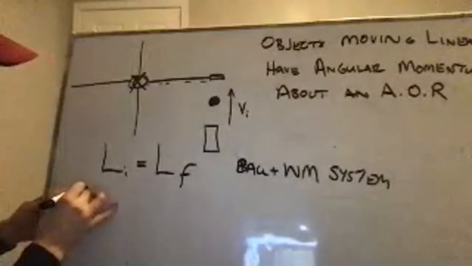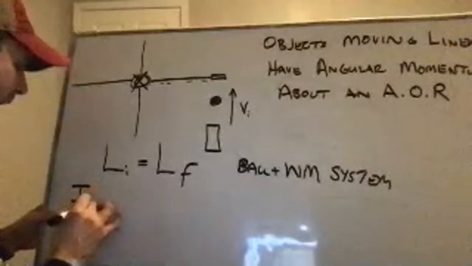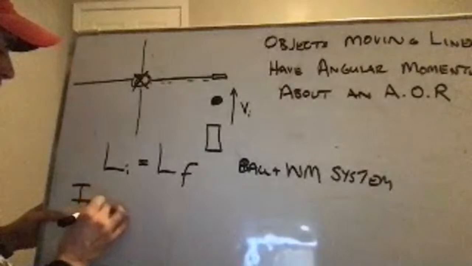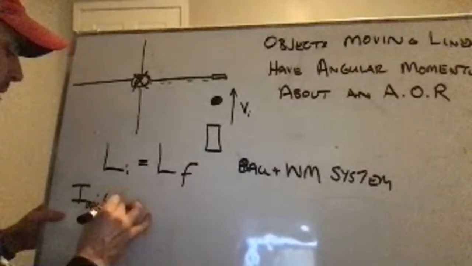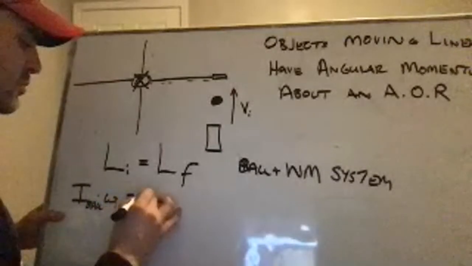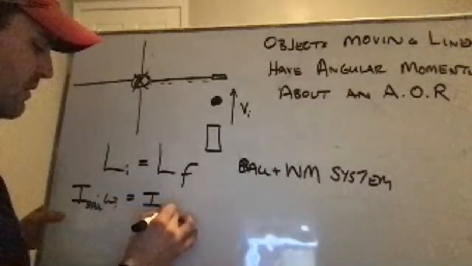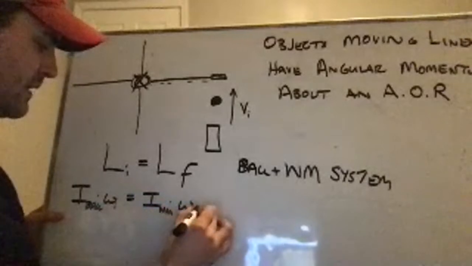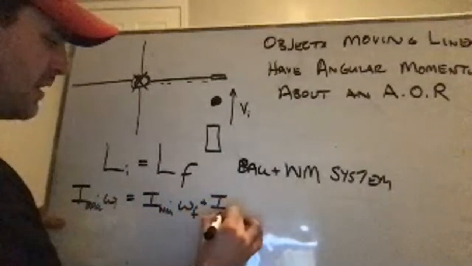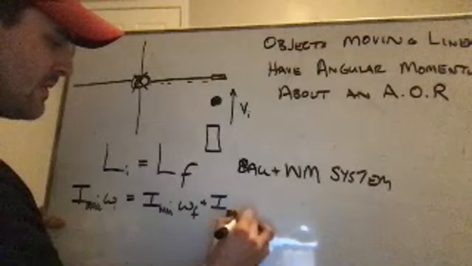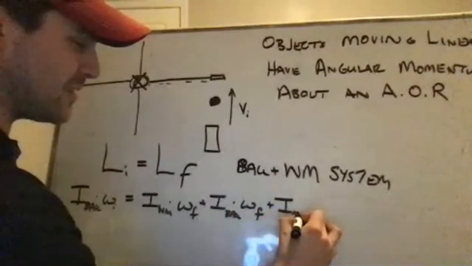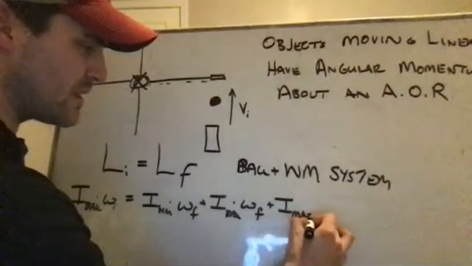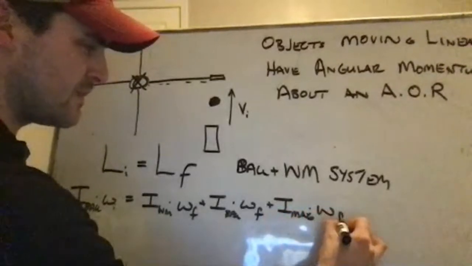So if I'm going to prove this, the I of the ball times the initial velocity of the ball had better be equal to the I of the windmill times the final angular speed, plus the I of the ball times the final angular speed, plus we can't forget about those stinking magnets. They're little, but we still need to think about them. All right?